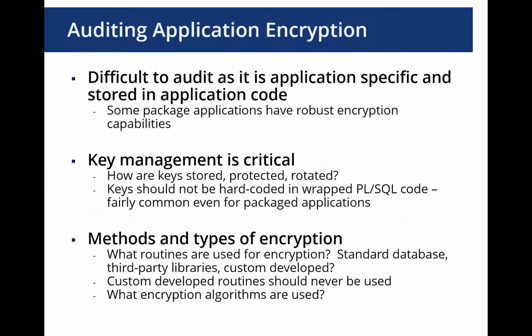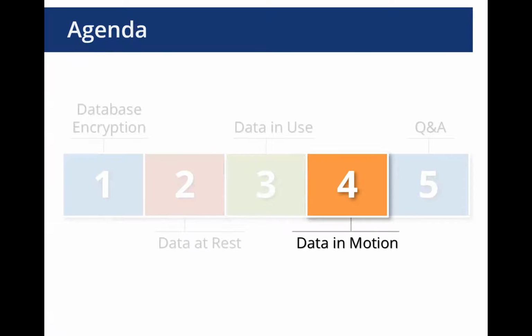And then finally, what actual encryption algorithms are being used. A lot of standards, like if you're doing the Payment Card Industry Data Security Standard, which is PCI, doing credit cards, they mandate exactly what encryption algorithms you can use. So you must be using an encryption algorithm like AES 128 or above. So that's data in use.